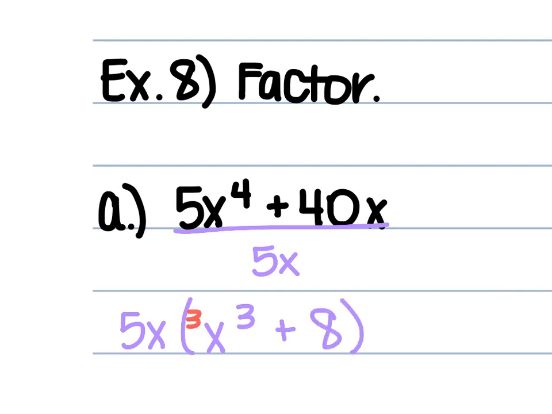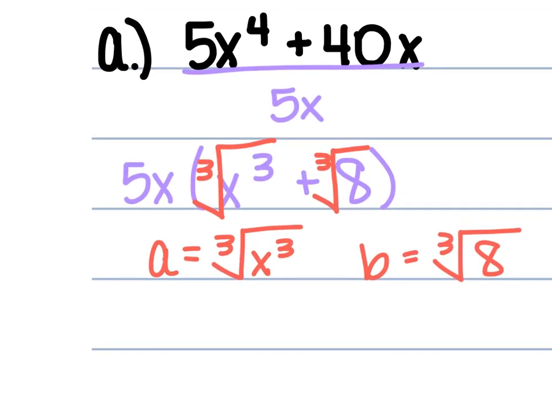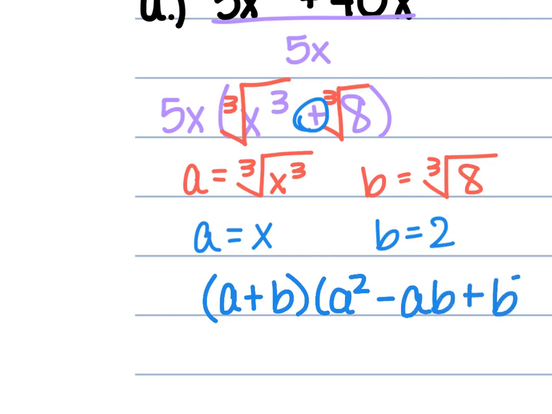Now we can take the cube root of that x cubed as well as the cube root of that 8. When we do so, that a is going to be our cube root of x cubed, and that b is going to be the cube root of that 8. The cube root of x cubed is x. The cube root of 8 is 2. So now we work with the formula. There is an addition sign between these two. So we're going to use the formula a plus b times a squared minus ab plus b squared.